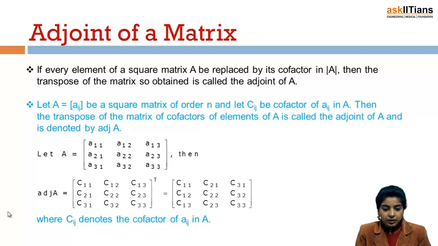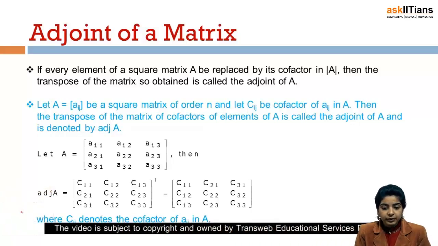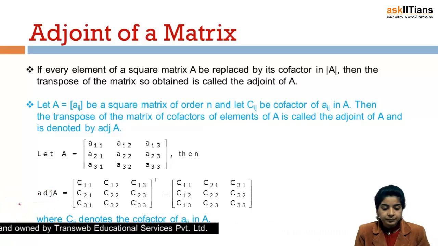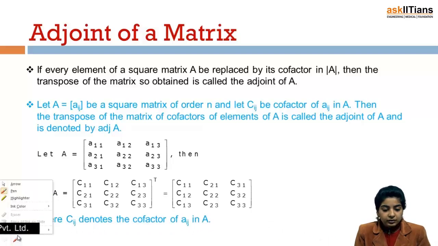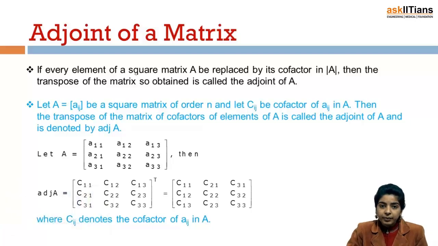So what do we really mean by adjoint? If every element of a square matrix A be replaced by its cofactor in determinant of A, then the transpose of the matrix so obtained is called the adjoint of A. So what does that mean? This just means, first of all, we are taking a square matrix, and if we replace each and every element of a square matrix A by its cofactor in determinant of A, then the transpose of the matrix so obtained is called the adjoint of A.